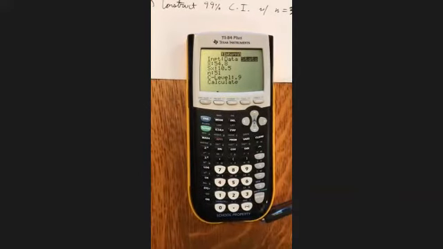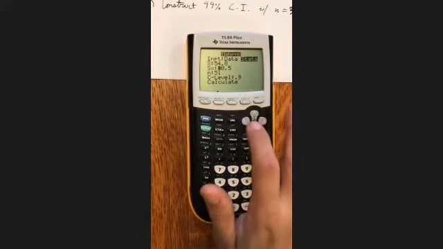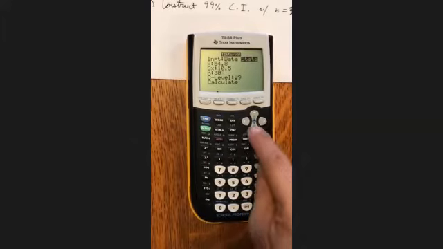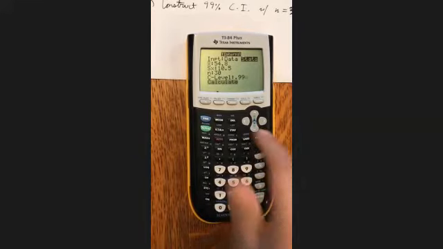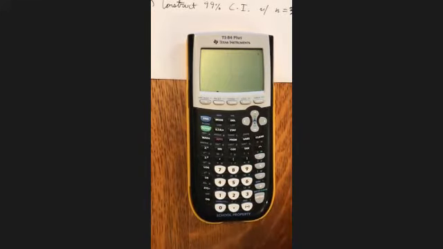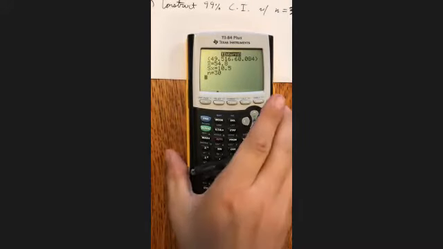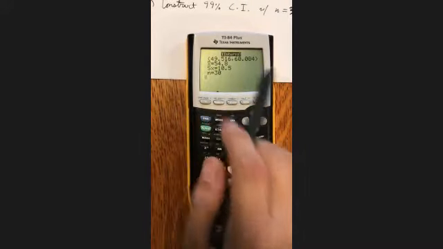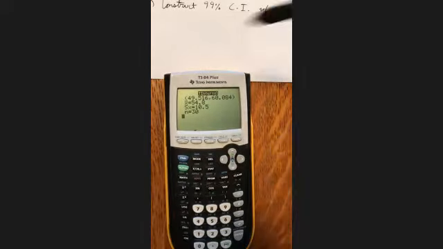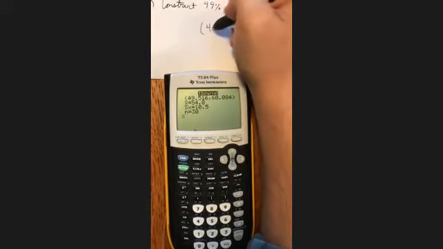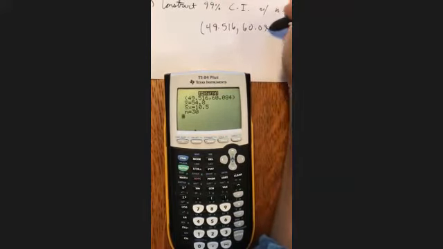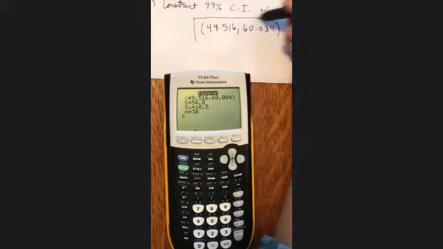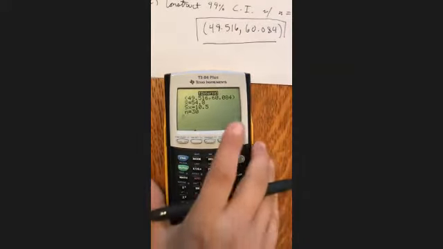And now we just change the data. All of those are the same. Now we're just changing the sample size and the confidence level to 99. Calculate. And we get a new confidence interval of 49.516 to 60.084. Amazing.